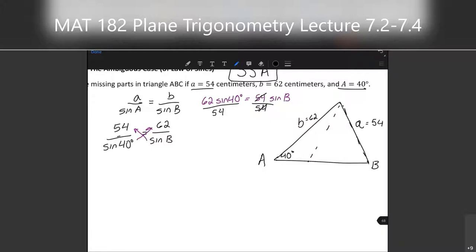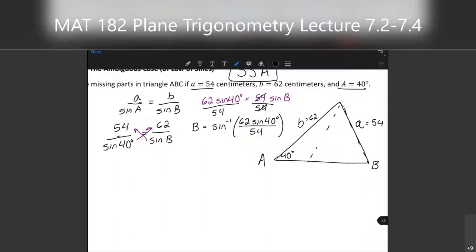I have sine of B is equal to some constant. What operation would come next? Yep, I'm going to use the inverse sine function, right? So here we could list this out as angle B can be equal to the sine inverse of, well, we can just use everything on the left side. That'd be 62 sine of 40 divided by 54. And we can put all that into our calculator into that sine inverse function. So that will be that angle B out there.